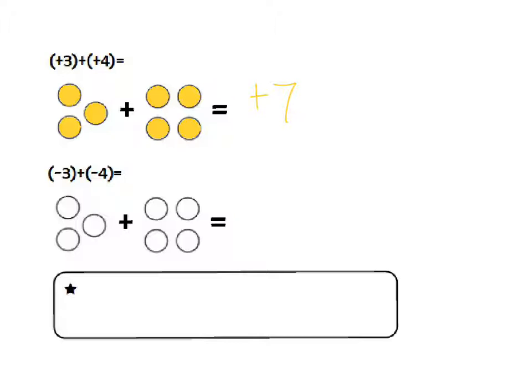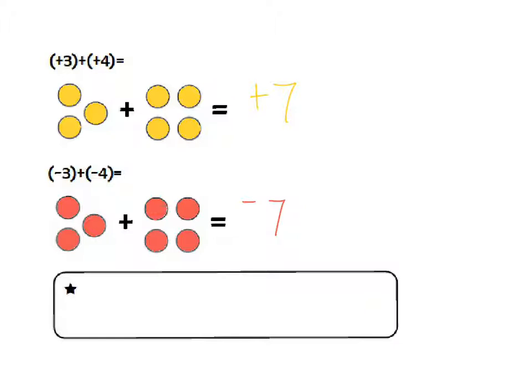Now taking a look at the second example, I'm starting out with a -3. So I'm going to color those 3 dots red. And I need to add to it -4, so I'm going to color those ones red. When I put everything together, I end up with a total of 7, but this time they're negative. So notice that up on top, I've got 3 yellow ones and 4 yellow ones. The yellow ones are positive, so when I add them together, I end up with +7. Down below, when I've got a -3 and a -4, I end up with a -7.